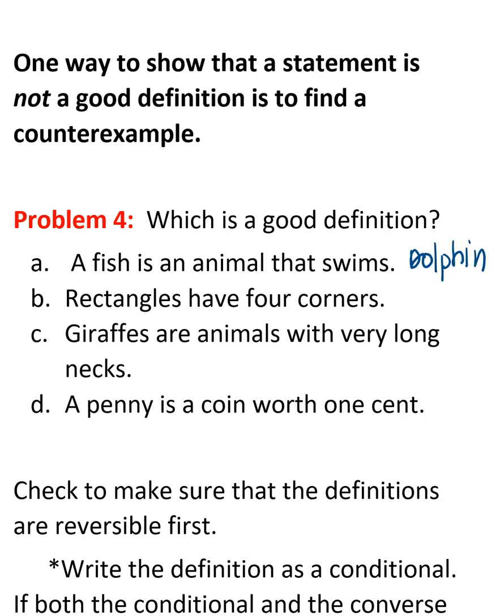Rectangles have 4 corners. Well, there's other things that have 4 corners, so it's not very specific. How about a square? Giraffes are animals with very long necks. It's not very specific because of this very long part. Maybe an ostrich. They have kind of long necks too. So how definite is very long?